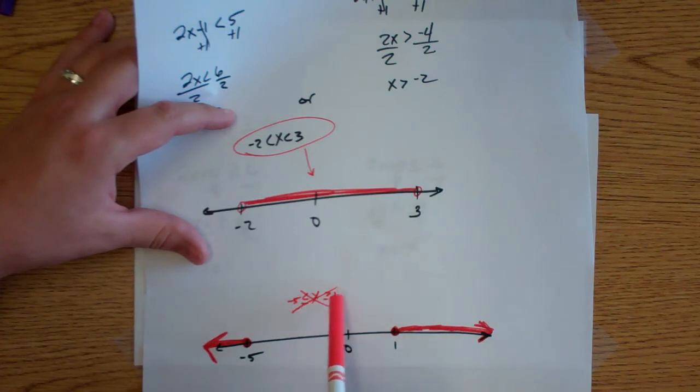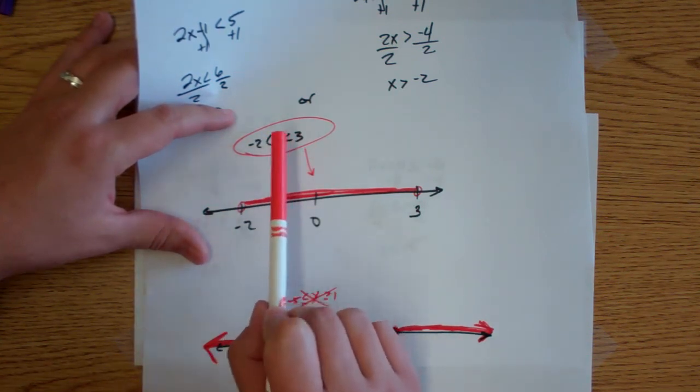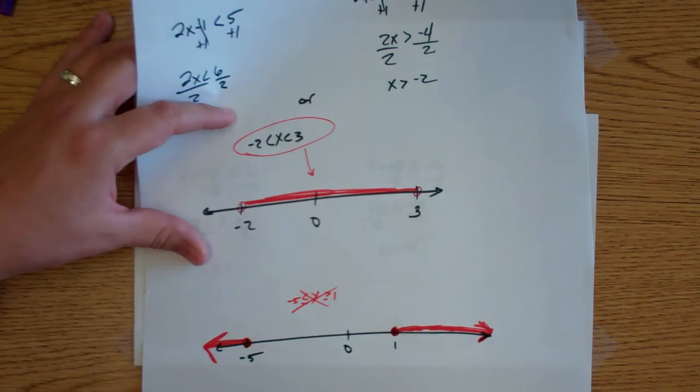So if your signs face each other when you put x in the middle, don't write it like that, but then you shade to the outside. If your signs go the same way when you put x in the middle, you shade between them.